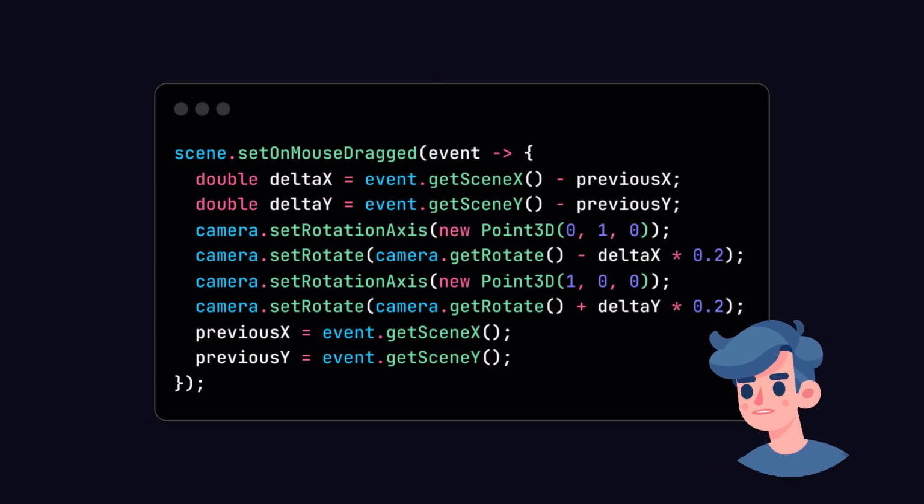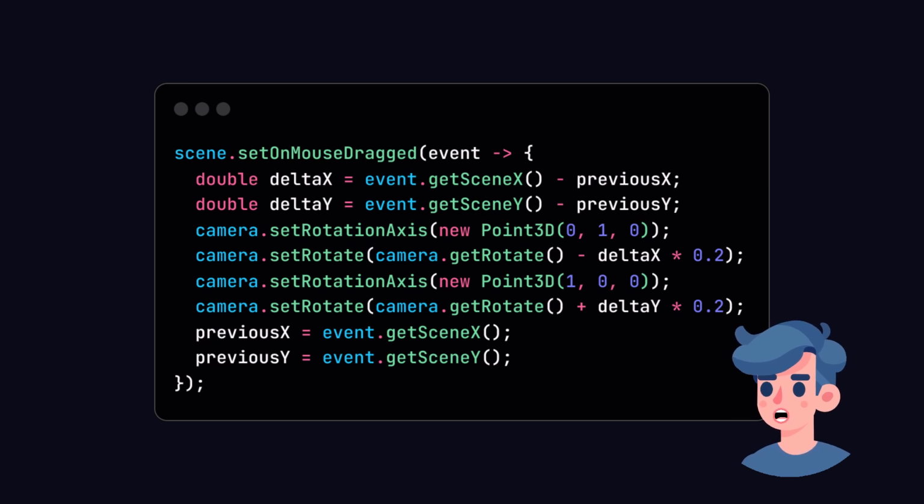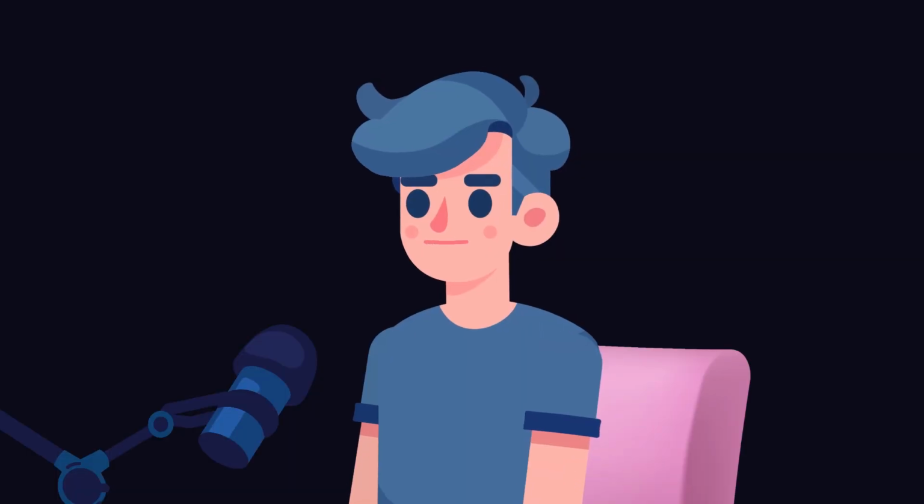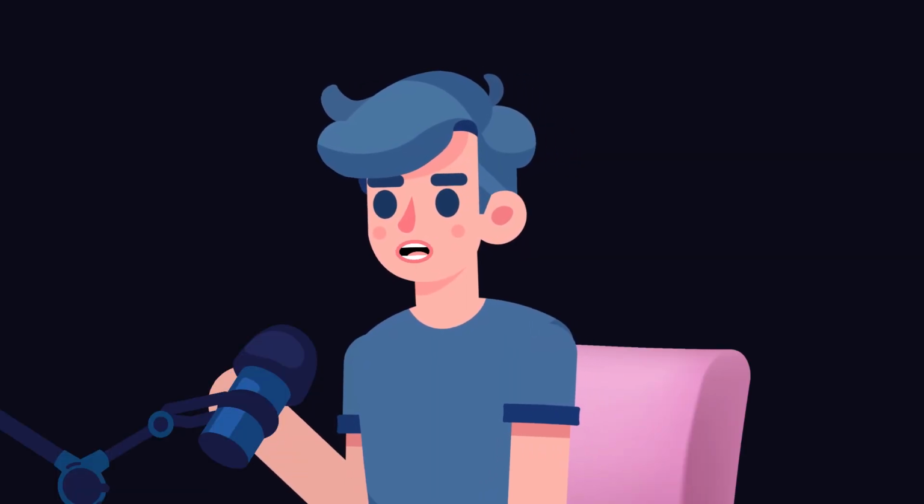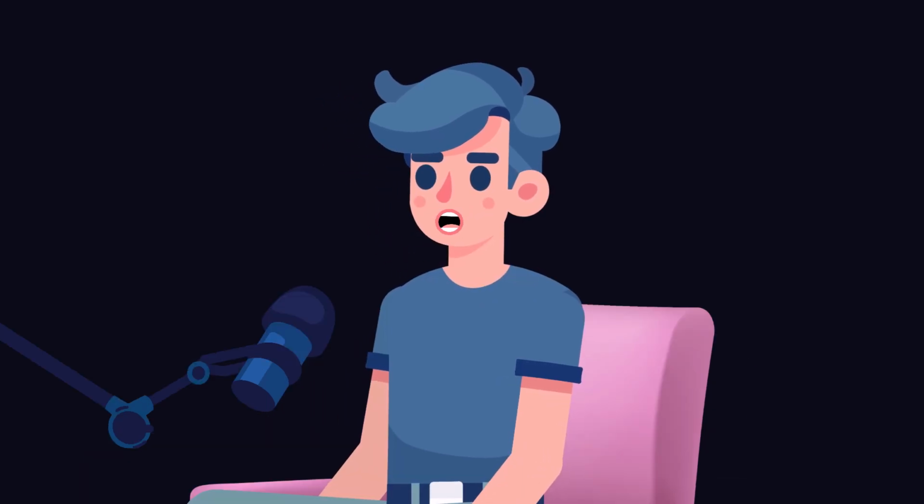Next, we want to add some camera rotation controls to our application. Let's add mouse support for looking around. With this code, we can now click and drag the mouse to look around in our scene. Adjusting the sensitivity by changing the multiplication factor will allow us to customize the controls further.